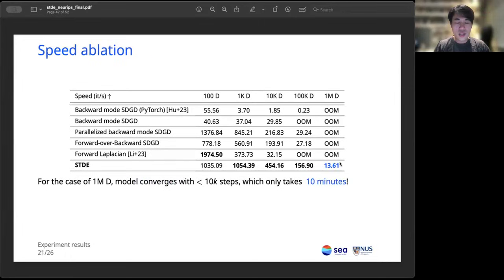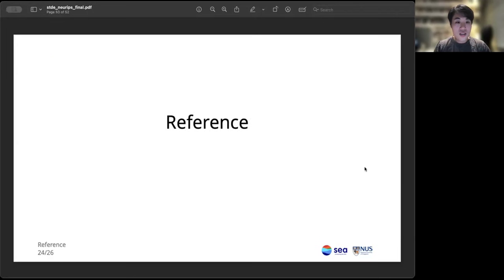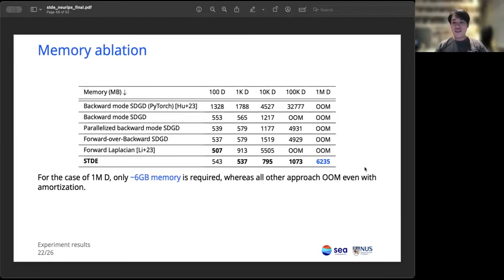Just to give you a frame of reference, we mentioned just now that with SDGD we can train 100K dimensional PDEs in 12 hours. But with this kind of speed, we're doing 1 million dimensional PDEs within 10 minutes. So that's all for the code, and if you have any further questions, please let me know.